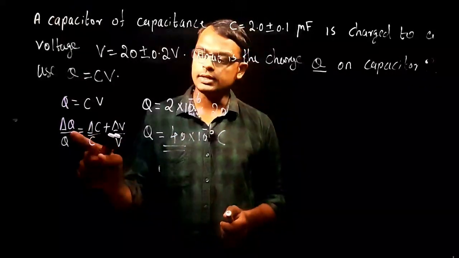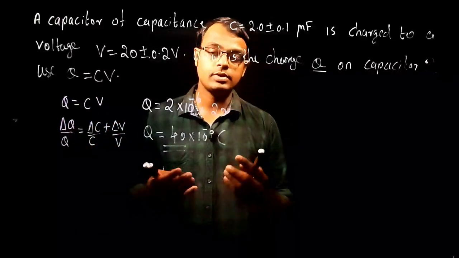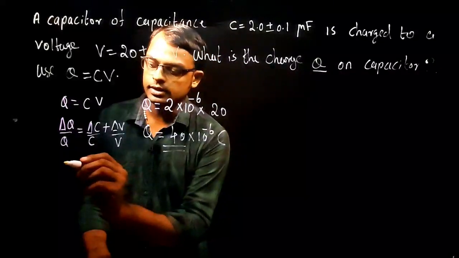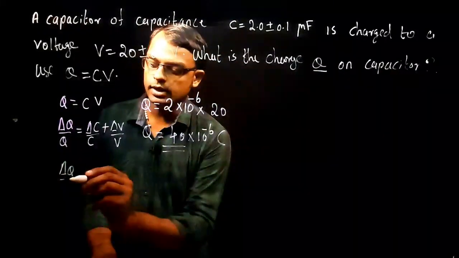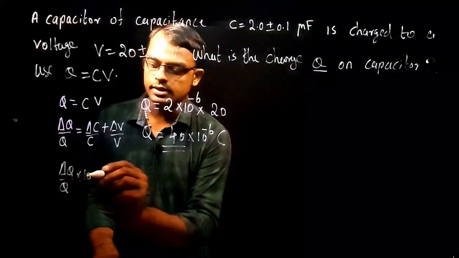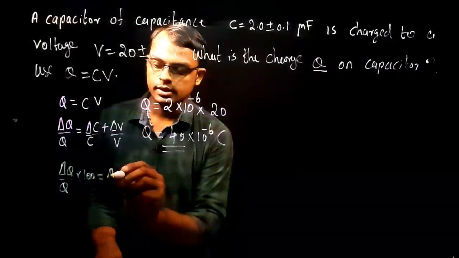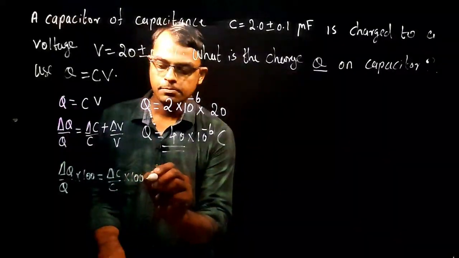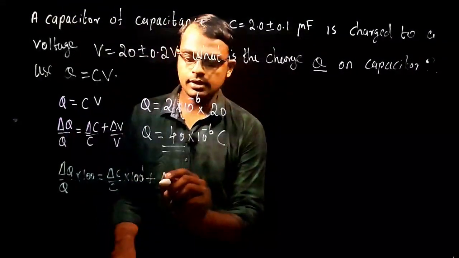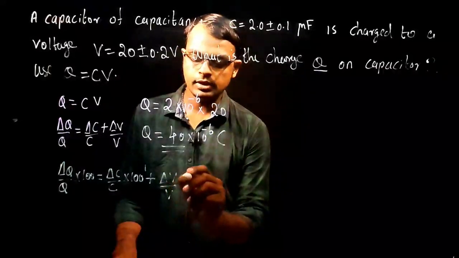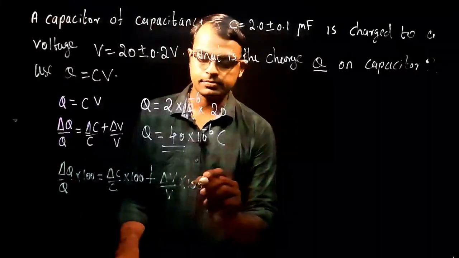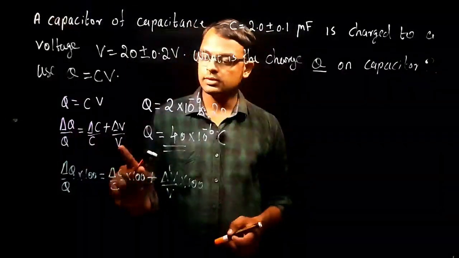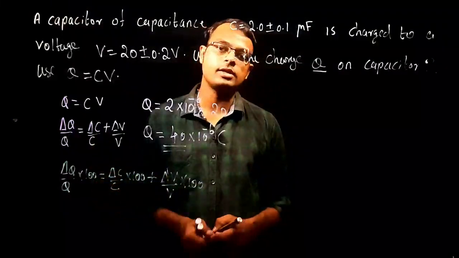Now we have to calculate the relative error as well as the percentage error. If you write the percentage error, you can write delta Q by Q into 100 is equal to delta C by C into 100 plus delta V by V into 100. Now you have to write what is the percentage error in the final result.